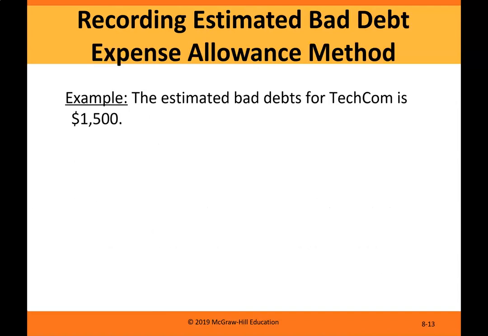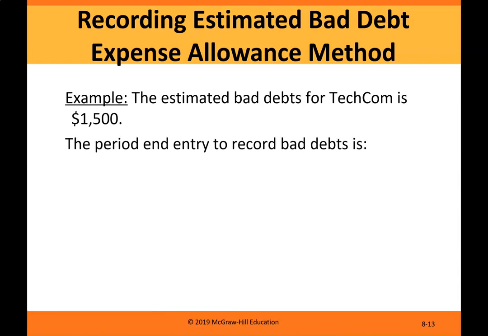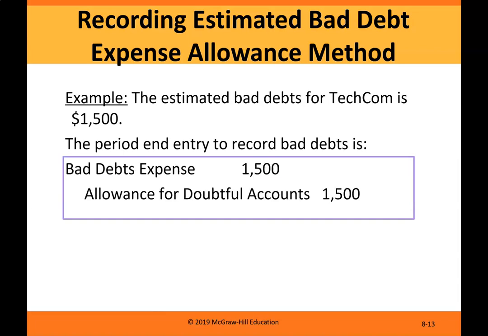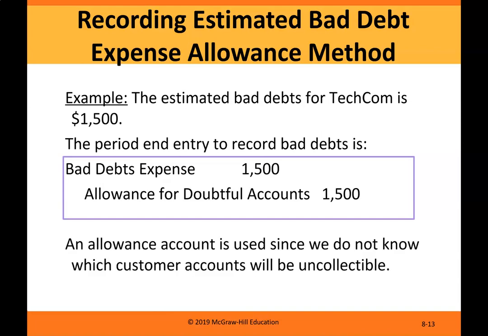Recording estimated bad debt expense, allowance method. Example: the estimated bad debts for TechCom is $1,500. The period-end entry to record bad debts is bad debt expense $1,500, allowance for doubtful accounts $1,500. An allowance account is used since we do not know which customer accounts will be uncollectible.